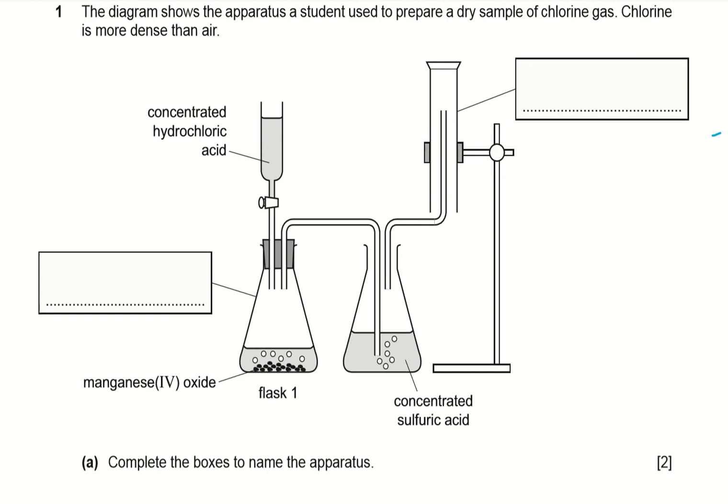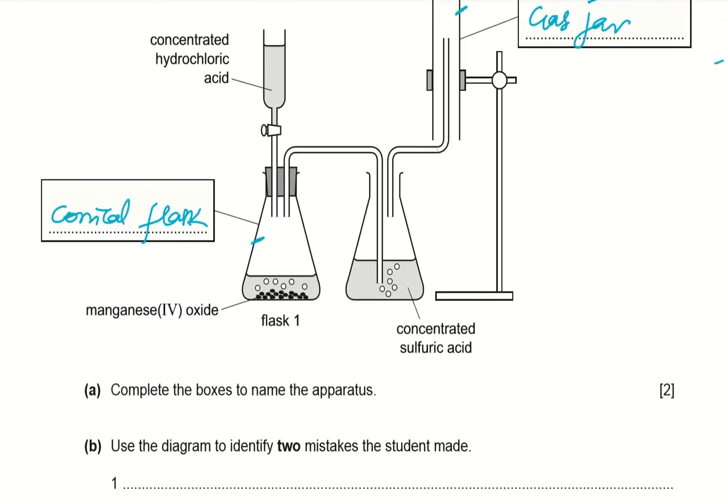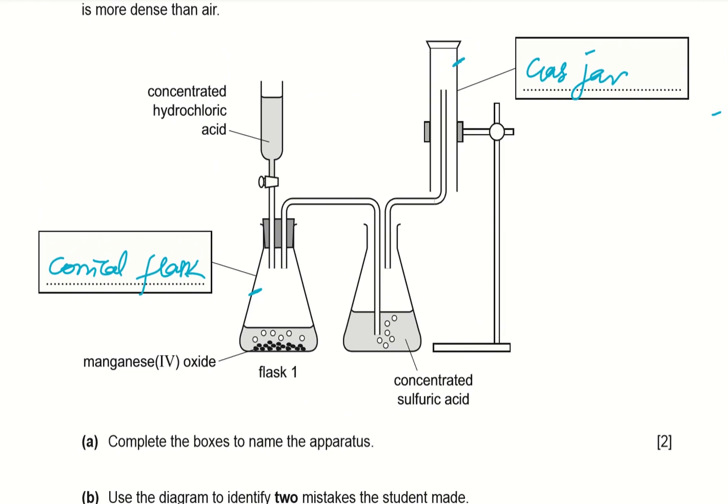particular experiment. Okay, so in this setup, this particular apparatus here is a gas jar, and it's used for collecting gases produced in a particular experiment. And this particular one is a conical flask. Now, the second question, talking about mistakes the student made.